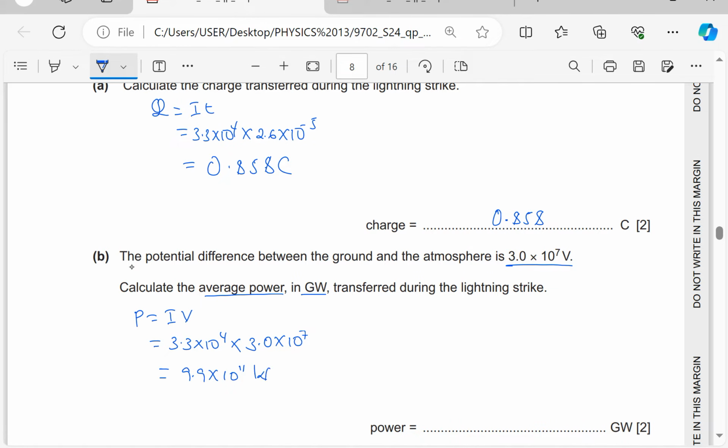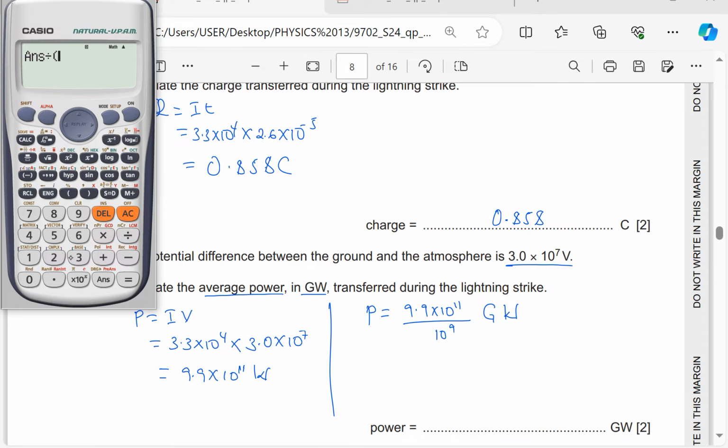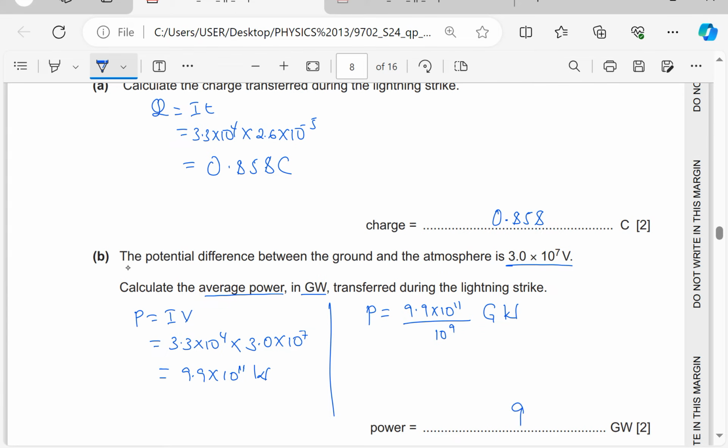This is in watts. So we want to bring in a prefix, and your teacher must have told you that to bring in a prefix, you divide by its value. So I'll divide by the value of giga. 9.9 times 10 to the power of 11 divided by giga, which is 10 to the power of 9. So the answer here is now going to be in gigawatts. I'll just divide this by 1 exponent 9, which is 990. So the answer here is going to be 990 gigawatts.